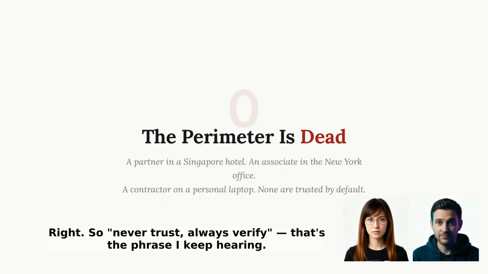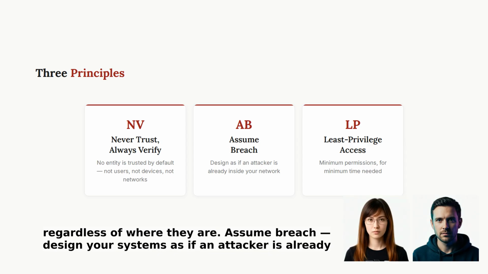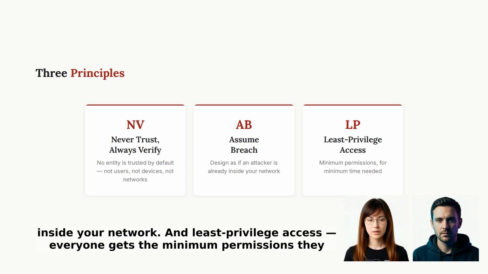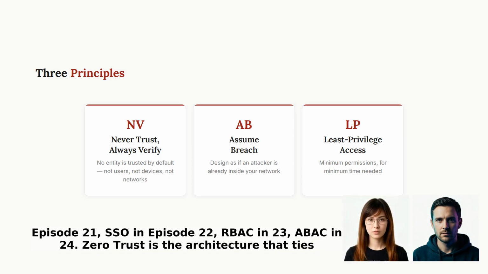Right. So never trust, always verify. That's the phrase I keep hearing. That's one of the 3 principles. Never trust, always verify. No entity is trusted by default, regardless of where they are. Assume breach. Design your systems as if an attacker is already inside your network. And least privilege access. Everyone gets the minimum permissions they need for the minimum time they need them. We've been building toward this all series. MFA in episode 21, SSO in episode 22, RBAC in 23, ABAC in 24. Zero Trust is the architecture that ties all of those together.